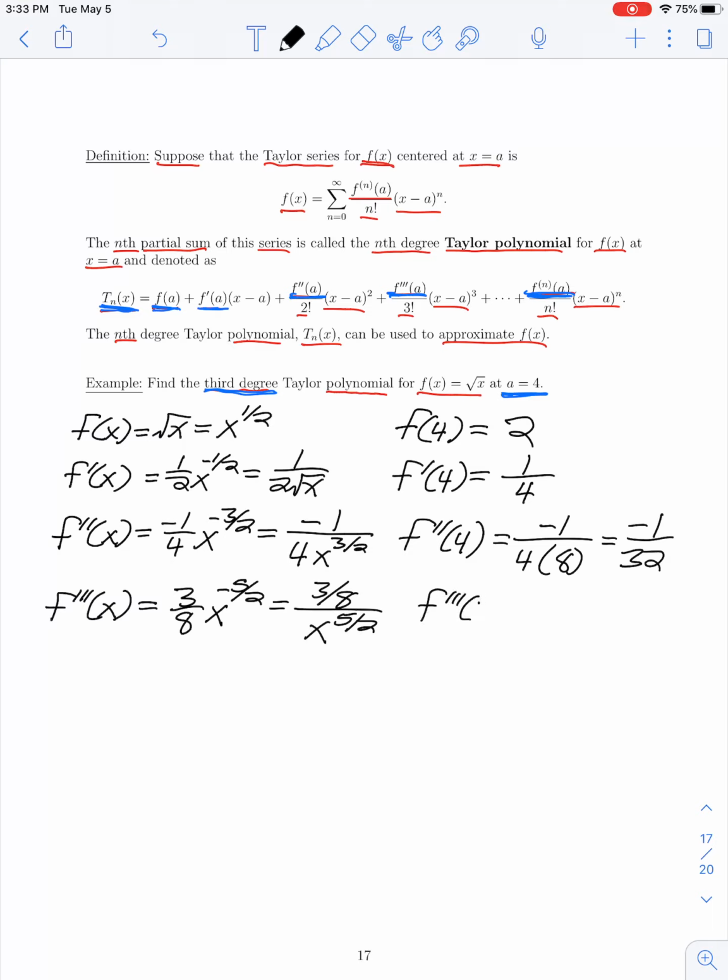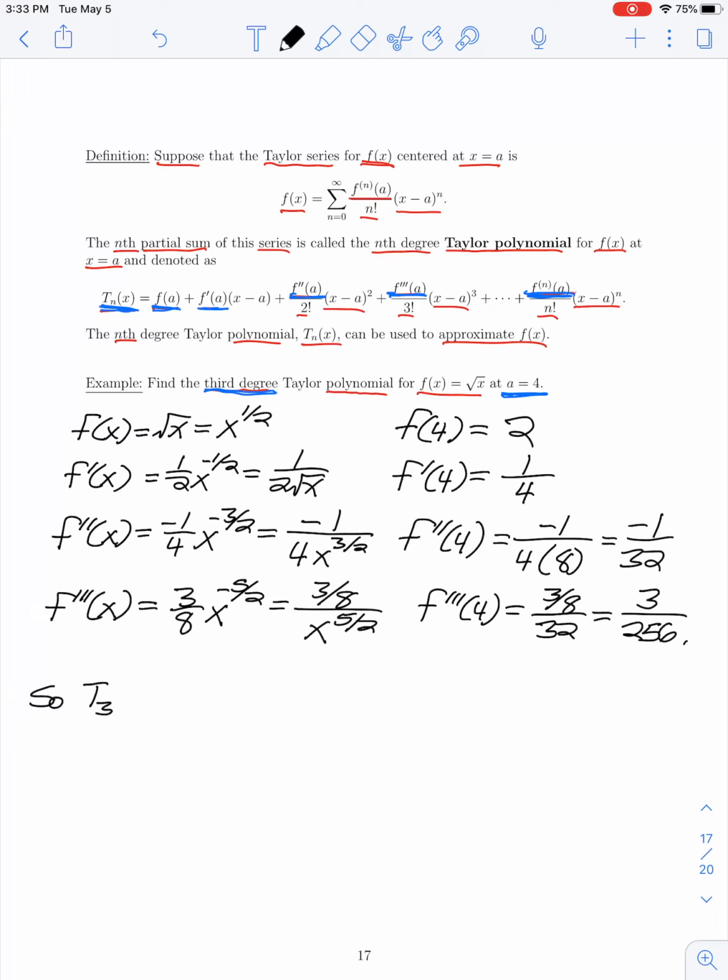And our third derivative of f at x equals 4 is given by 3/8 divided by 4 to the 5/2, or 2 to the 5th. 2 to the 5th would be 32. So we have 3 over 8 times 32, which leaves us 3 over 256. Now that we have these terms, we're ready to find our third degree Taylor polynomial.